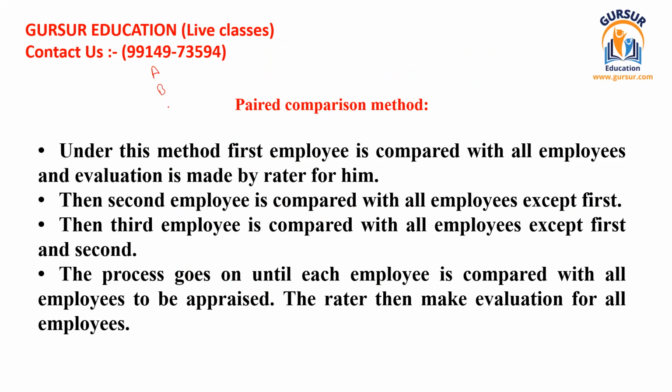Again, I'm telling you by taking the example of only 3 employees. First of all, A shall be compared with B, and then A shall be compared with C. Then B will be compared with C. So in this way, the paired comparison system happens. So that was the third method of performance appraisal.